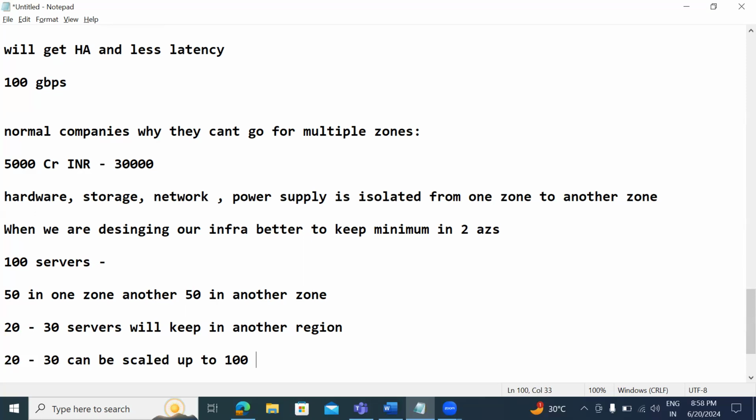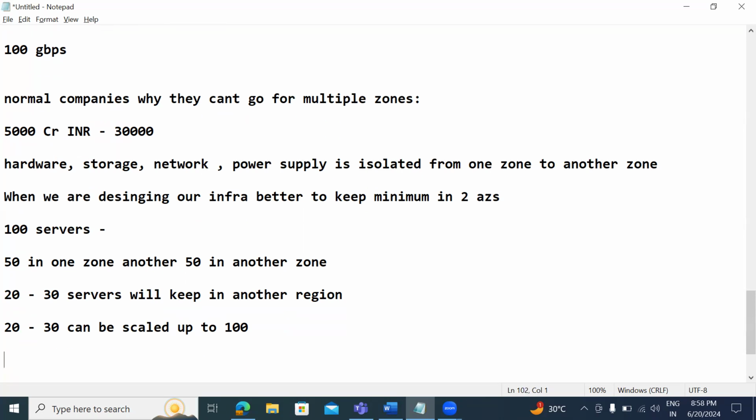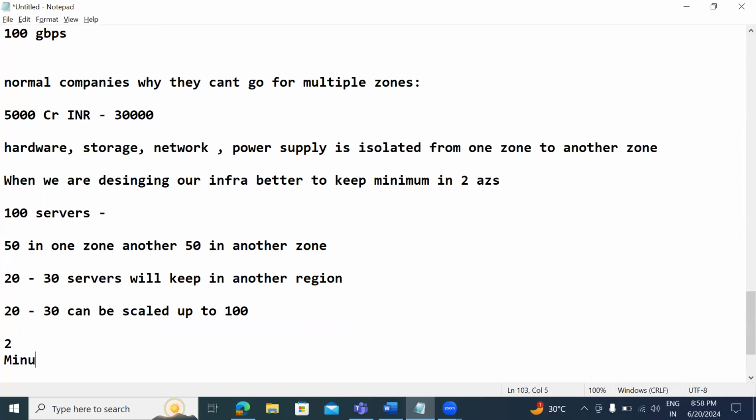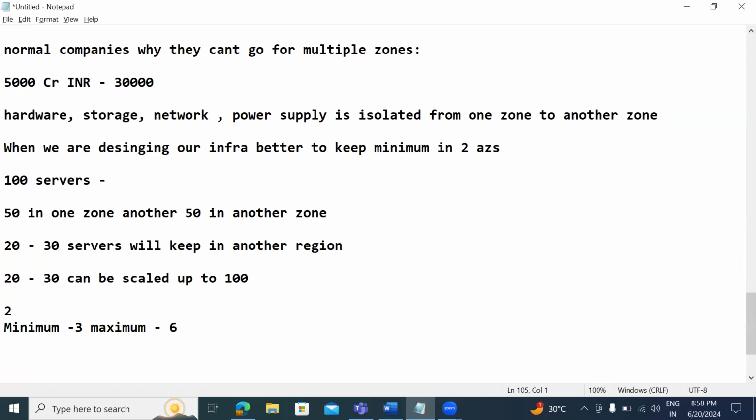Okay, so now suppose Mumbai also started in 2016. Initially they had only 2 zones in some regions, but now they are maintaining a minimum of 3. Anywhere in the world, in those 33 locations, they keep a minimum of 3, and some have a maximum of 6. US North Virginia has 6.